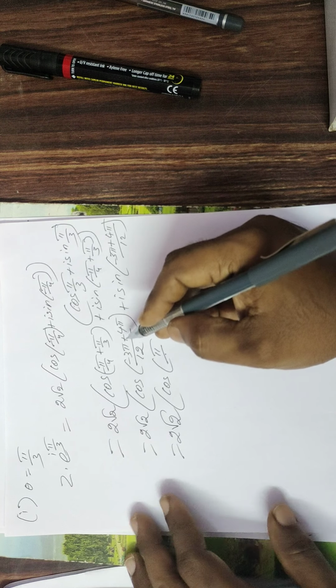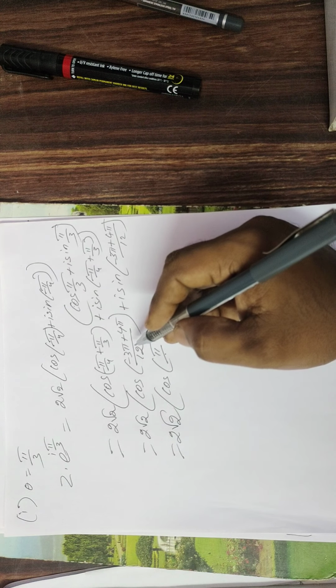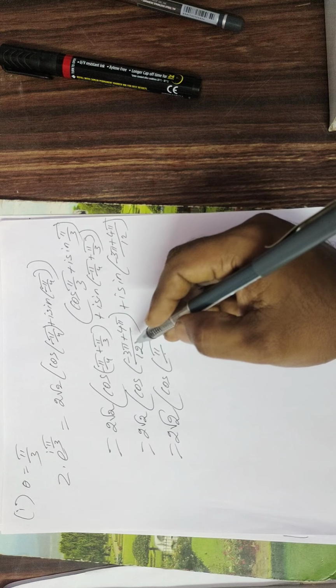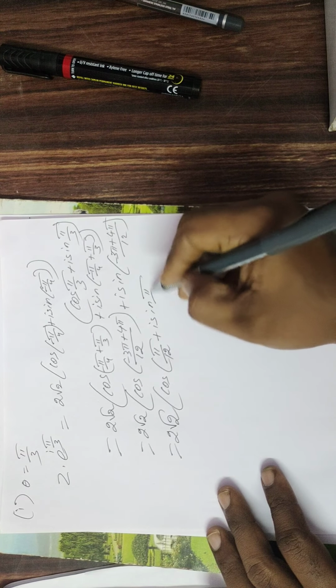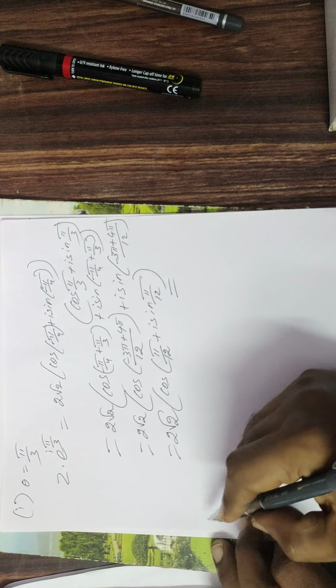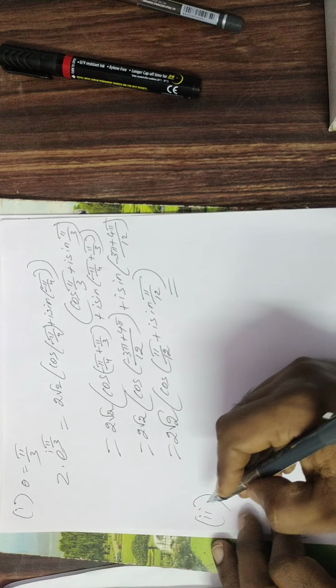Cos of 4 pi minus 3 pi is pi by 12, plus i into sin pi by 12, that is the answer. Same way, the second part.